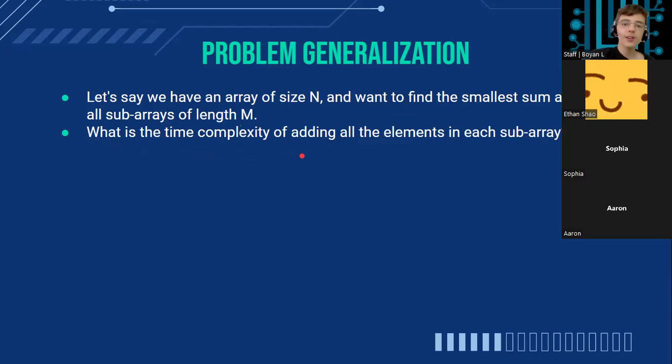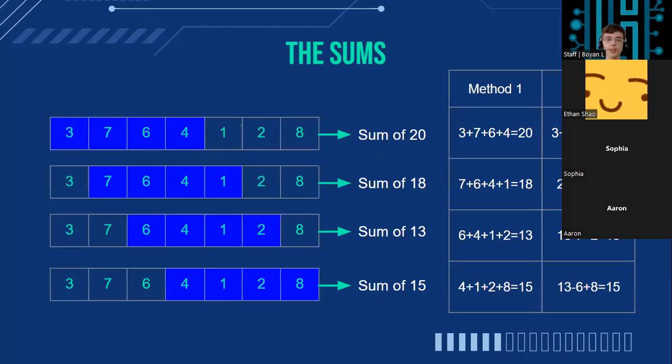So it turns out the time complexity of adding up all of the elements in each subarray is going to be O of n times m. The reason for that is that we're doing a for loop over m elements, times roughly n subarrays.